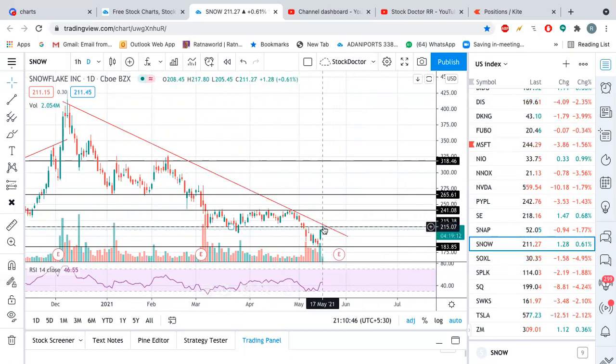So definitely Snow can be a buy if it starts trading above 200, and if it trades above this resistance trend line with a good volume and sustains above that, then definitely it can go towards 241 and 265. And you can see the RSI was exhausted, oversold, and now it's trying to come up.